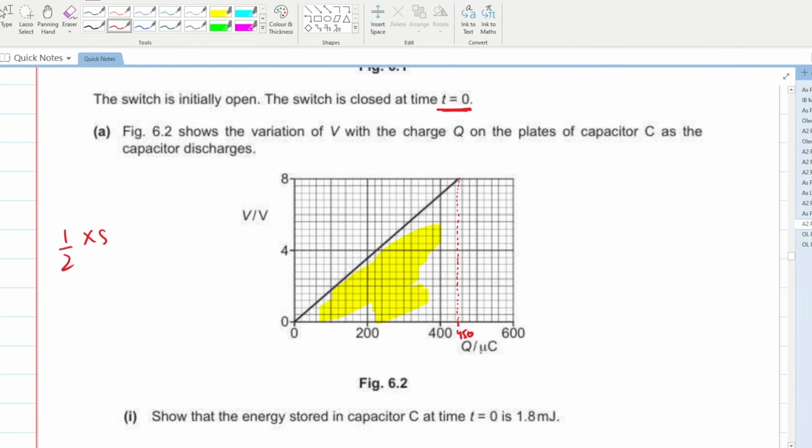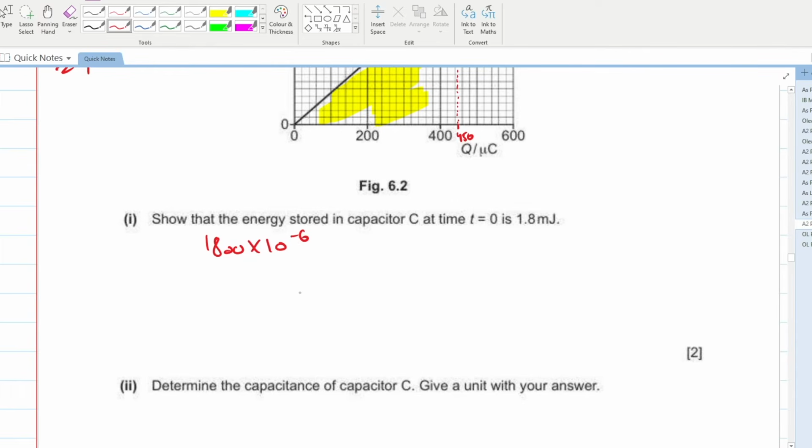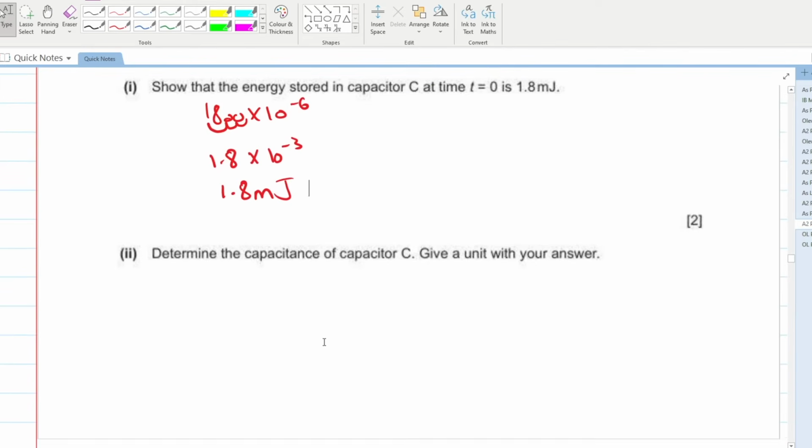1 upon 2 into 8 into what is the base? 450 into 10 raised to the power of minus 6. This becomes 1, this becomes 4. 450 into 4 becomes 1800 into 10 raised to the power of minus 6, which is your energy. Can I move this decimal point 3 places backward? Yes, 1.8. The power of 10 increases by 3, so it becomes minus 3. 10 to the minus 3 is milli. So 1.8 millijoules.